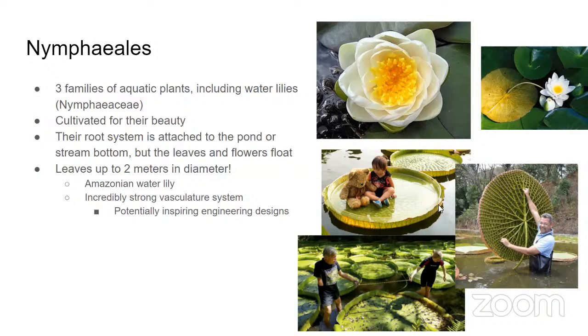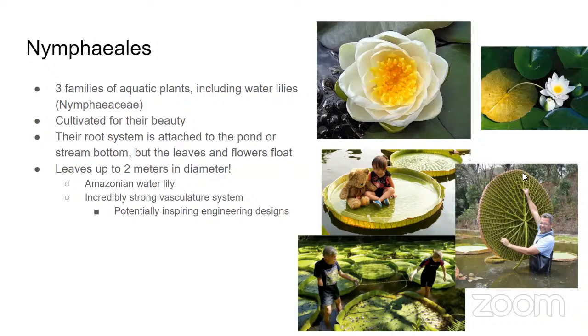The reason it can do this is it has an incredibly strong vascular system, which they're looking at in some sort of bioengineering stuff. Here we see the underside of the water lily. This is not Photoshop, that's what it looks like. You can see how it has this branching pattern. It gets thinner as it gets to the edge and not much space between.